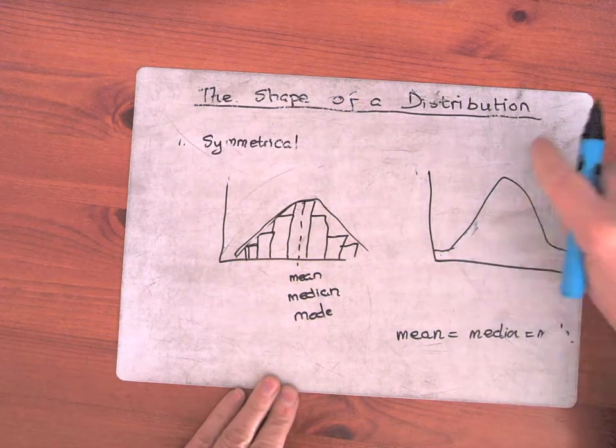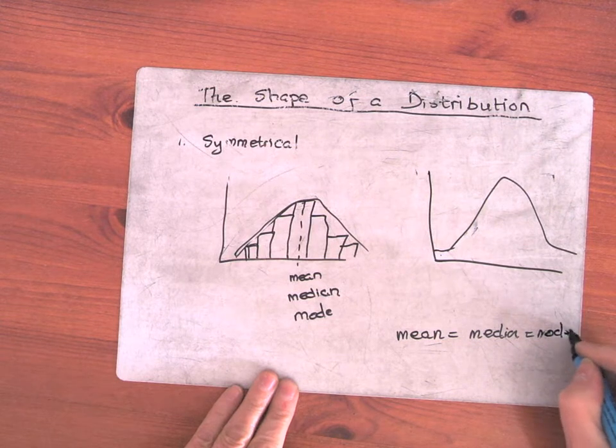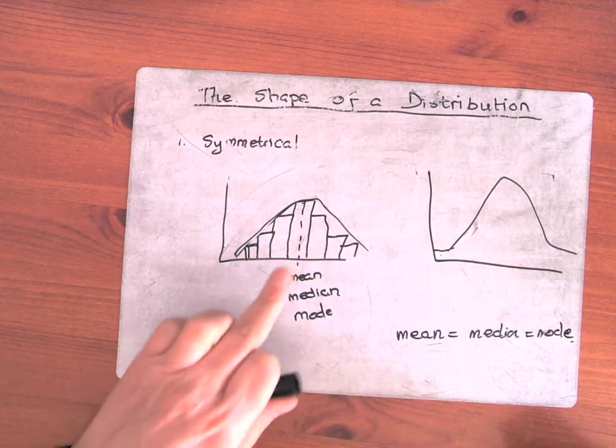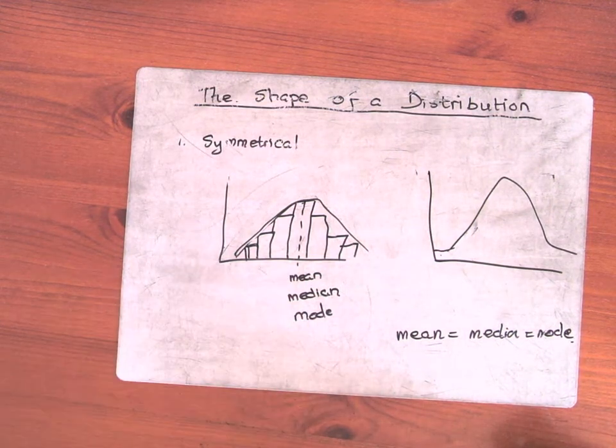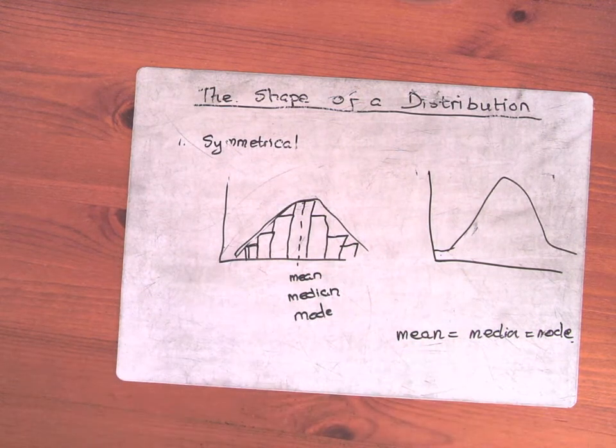So if it goes up, then down, in that distribution, the mean and the median and the mode are always bang in the center. So the mean equals the median and it equals the mode. That's the first shape of a distribution.